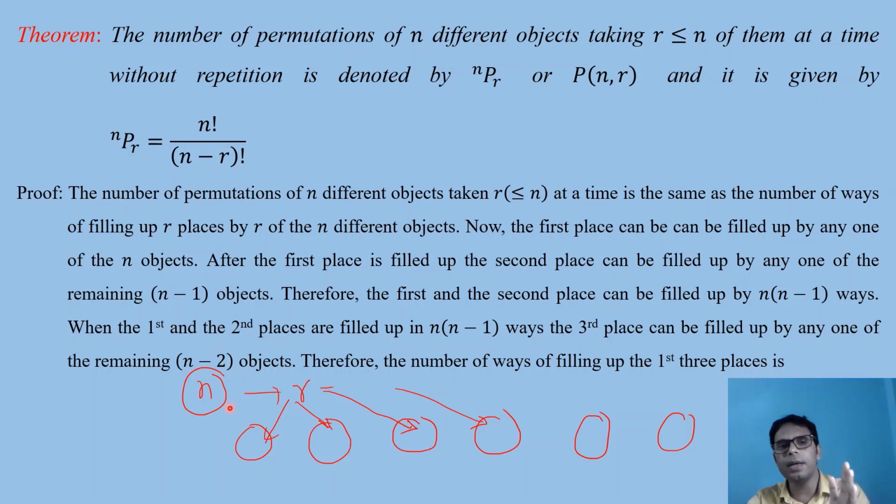Then after filling the first place, one of the places is filled up. Then you go to the second place. You see here, this place is already filled up. Now how many objects do you have? One of the objects is already taken, so now you have n minus 1 objects. For the second place, you now have a different number of choices. How many? n minus 1 different choices.